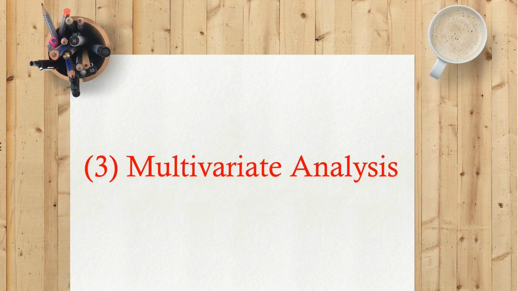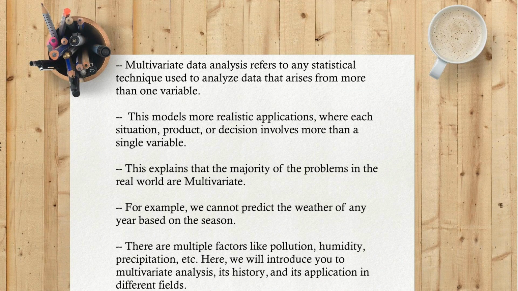3. Multivariate analysis. Multivariate data analysis refers to any statistical technique used to analyze data that arises from more than one variable. This models more realistic applications, where each situation, product, or decision involves more than a single variable. The majority of the problems in the real world are multivariate. For example, we cannot predict the weather of any year based on the season alone. There are multiple factors like pollution, humidity, precipitation, etc. Here, we will introduce you to multivariate analysis, its history, and its application in different fields.